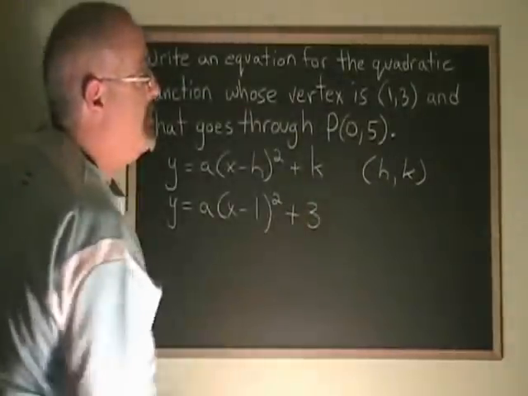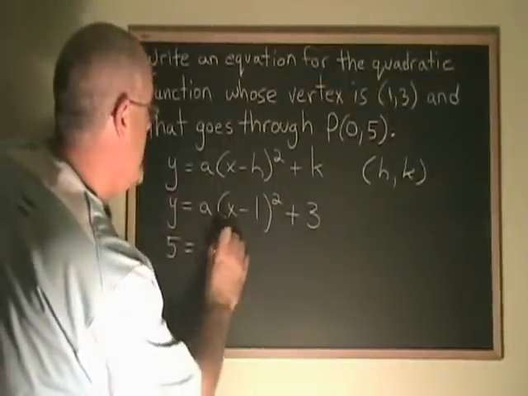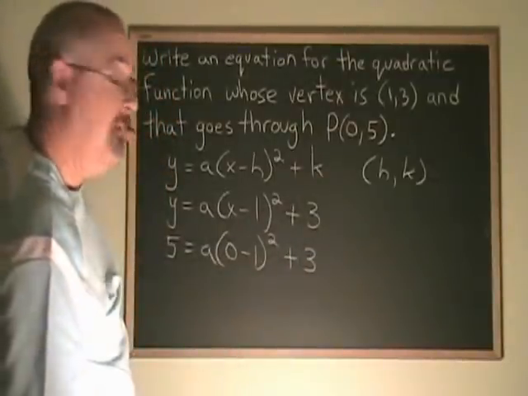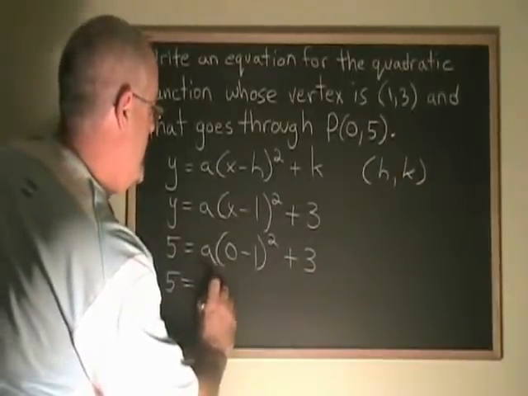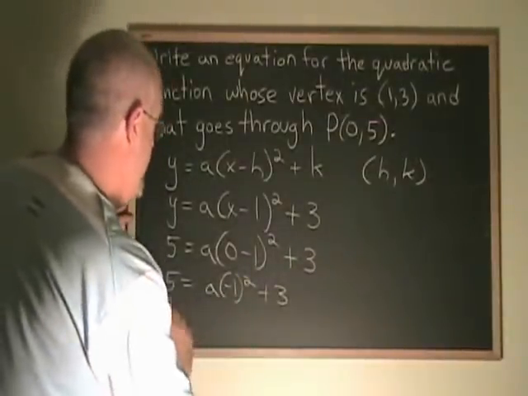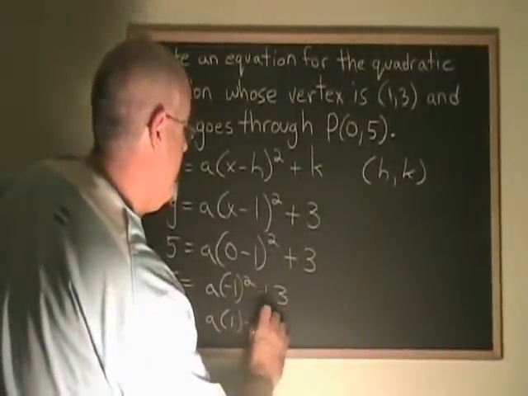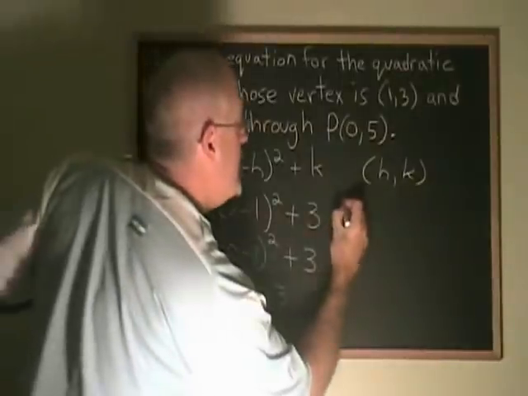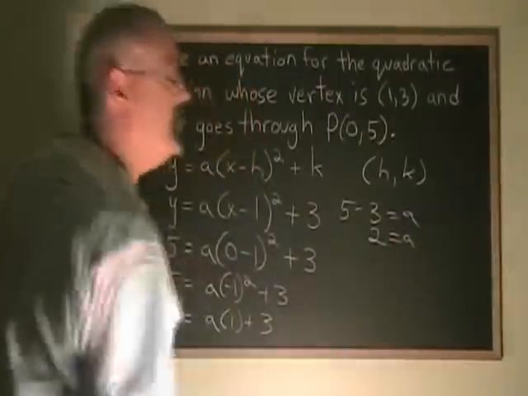The x-coordinate of the point is 0 and the y-coordinate is 5, so I have 5 equals a(0 minus 1) squared plus 3. If I simplify, I will find the value of a. 5 equals a times negative 1 squared plus 3. Negative 1 squared is positive 1, so 5 is equal to a plus 3. Moving 3 to the other side, 5 minus 3 will be equal to a. Therefore a is equal to 2.